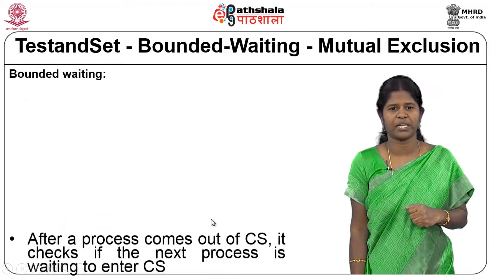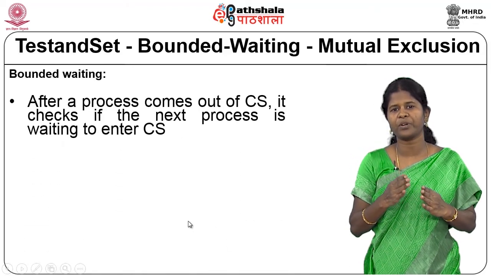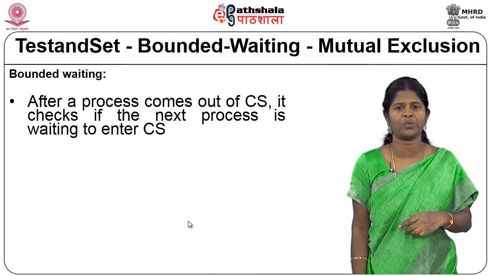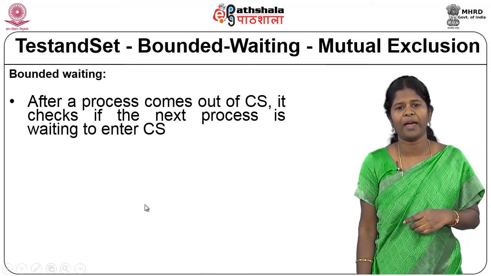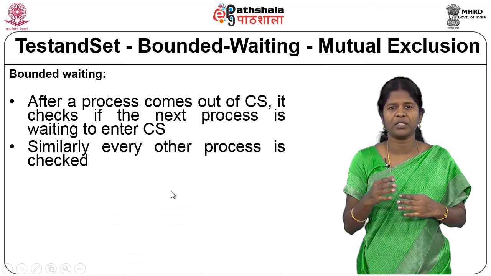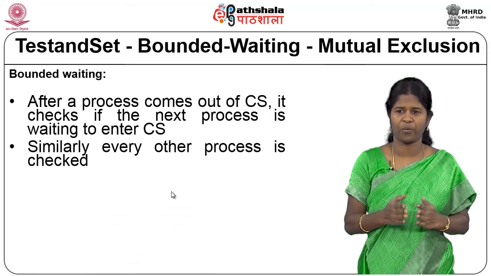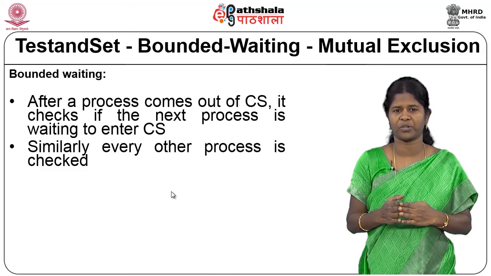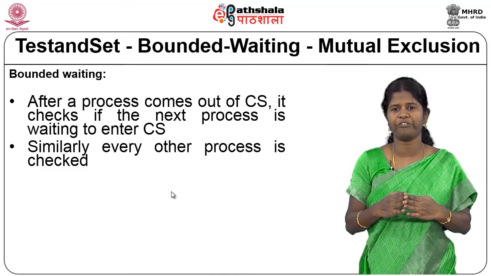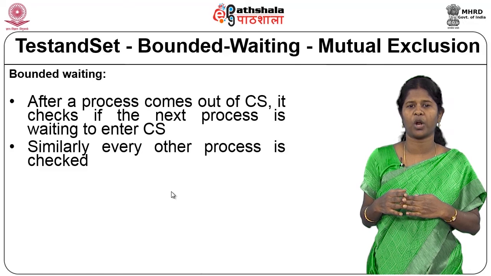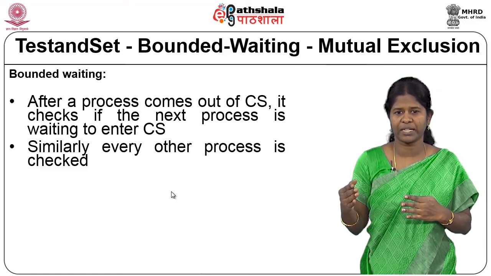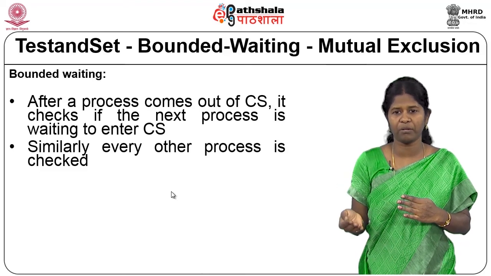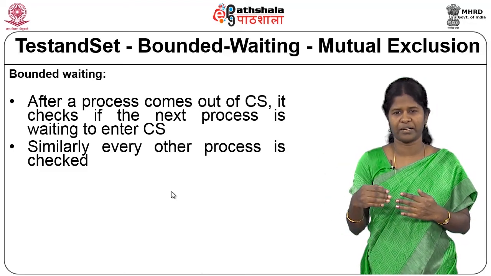So, it just makes lock equal to false and comes out of the critical section. And how about bounded waiting in this case? Here you see that after a process comes out of the critical section, it checks if the next process is waiting to enter the critical section. And similarly, every other process is checked. So, after one comes out of the critical section, or in the example that we saw, process P0 comes out of the critical section, then it checks if P1 is ready to enter the critical section or not. If P1 is ready to enter, then waiting of that particular process is made false, so that that process can enter the critical section.